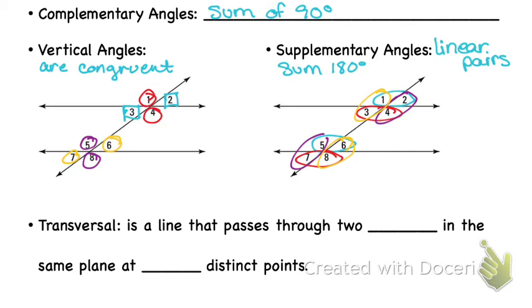Now the other thing we need to learn is what a transversal is. A transversal is a line that passes through 2 lines in the same plane at 2 distinct points. Now, transversals can cross more than 2 lines. If they cross 3 lines, then they pass through at 3 distinct points. 5 lines, 5 distinct points, and so on.